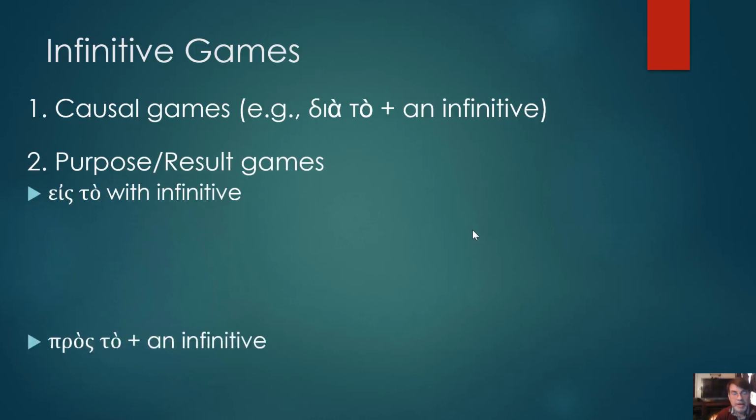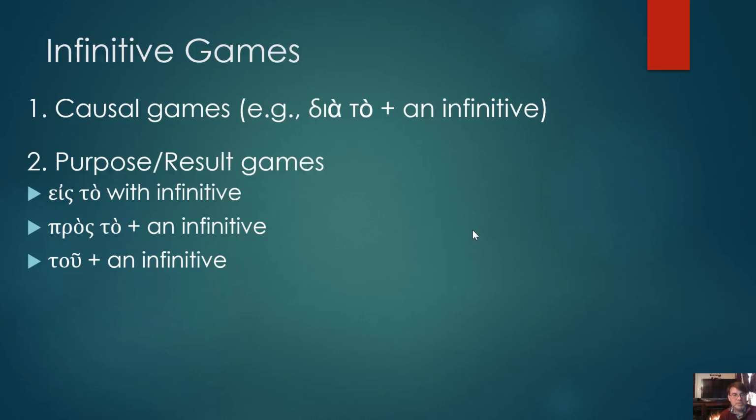Infinitives also play purpose and result games. So eis ta with an infinitive, pros ta with an infinitive, the genitive article with an infinitive, all of these are going to be translated something like in order to. So eis ta auton pisteuein, unto the him to believe, is going to come out in order that he might believe. Again, don't ask why, just memorize that if you have an eis ta with an infinitive, a pros ta with an infinitive, a genitive article with an infinitive, it's going to translate in either in order that or with the result that.